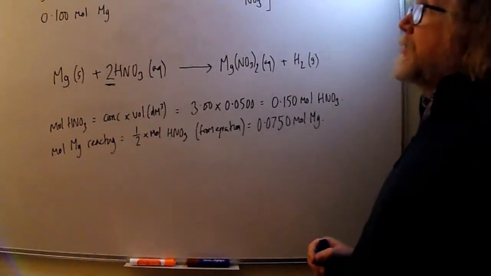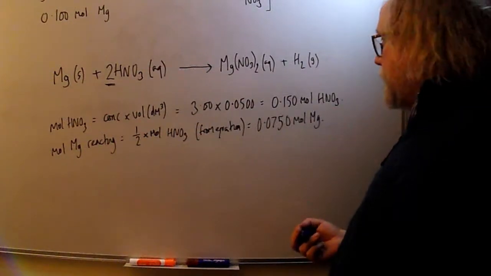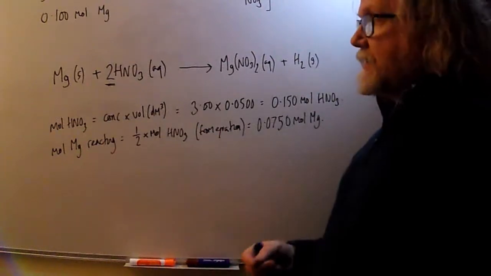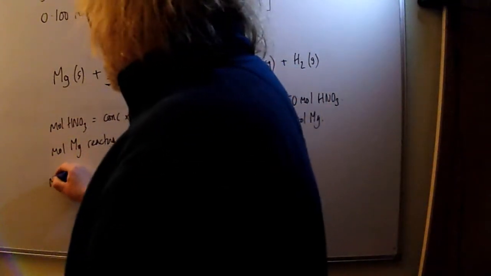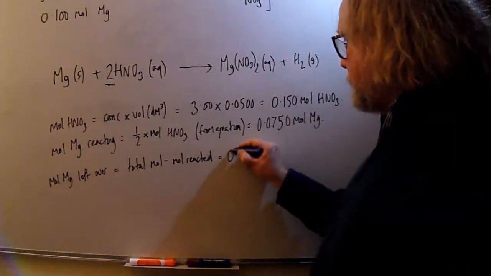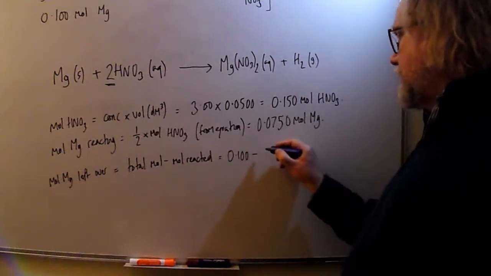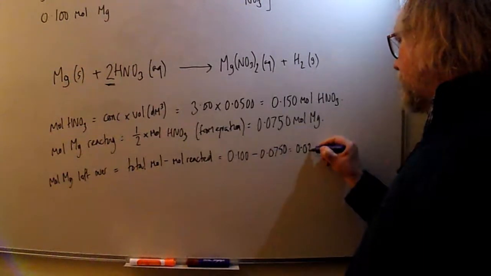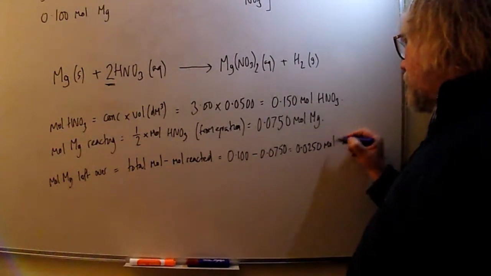Now the point is, of course, that we added more than that. We added 0.1 moles, and that's why it's in excess. So what we have to do now is just simply to subtract the moles that reacted from the total moles, and that will tell us the moles that are left. So we get moles of magnesium left over is equal to the total moles minus the moles reacted. Okay, which is 0.100 minus 0.075, which is 0.025 moles left over.